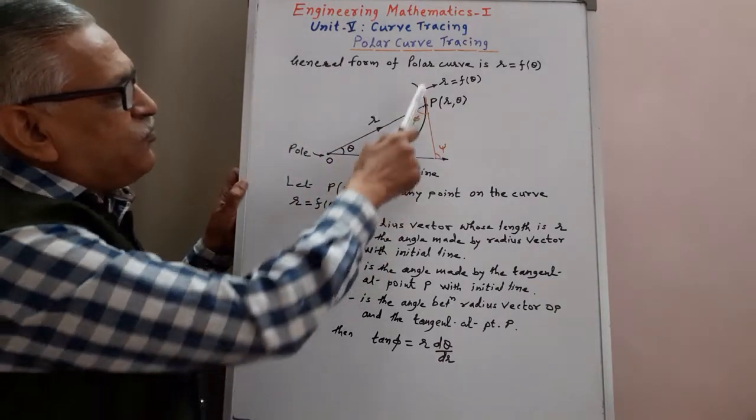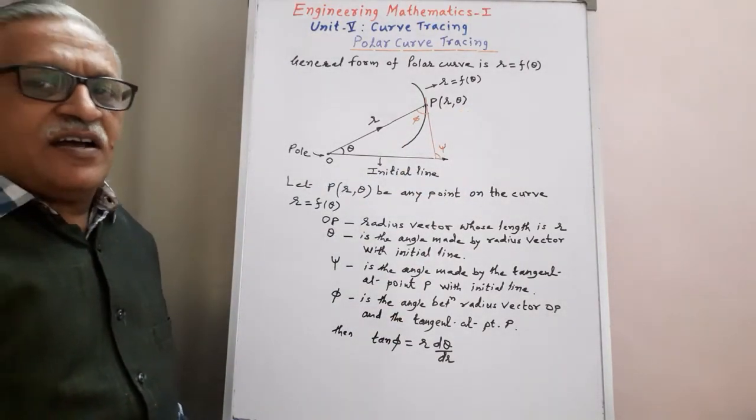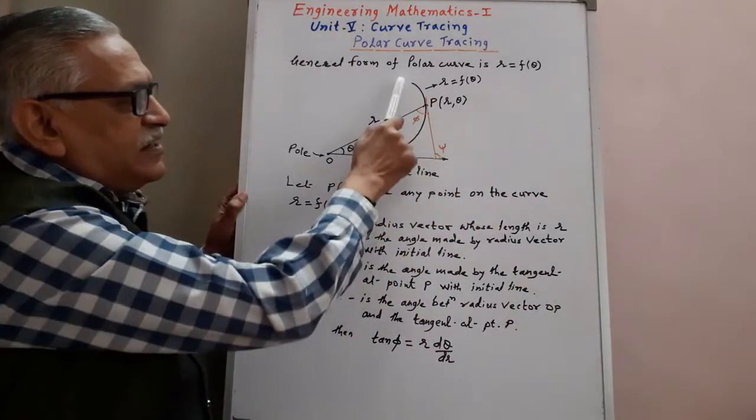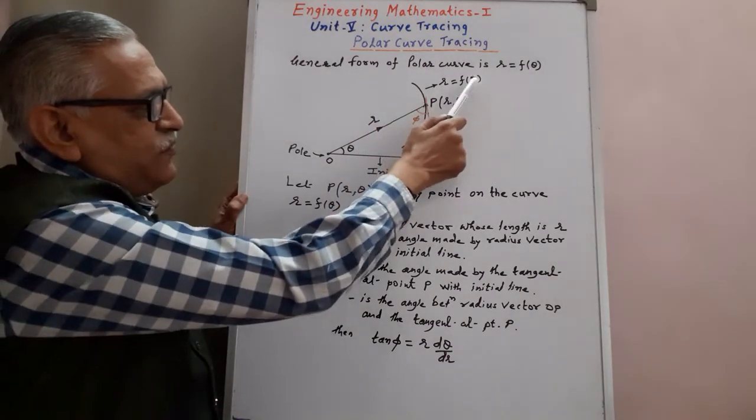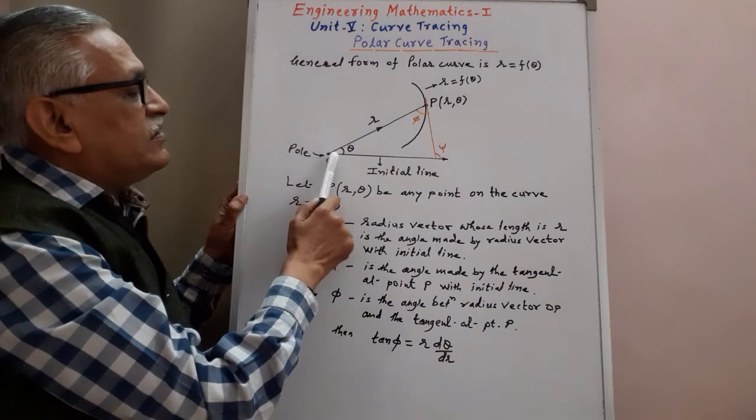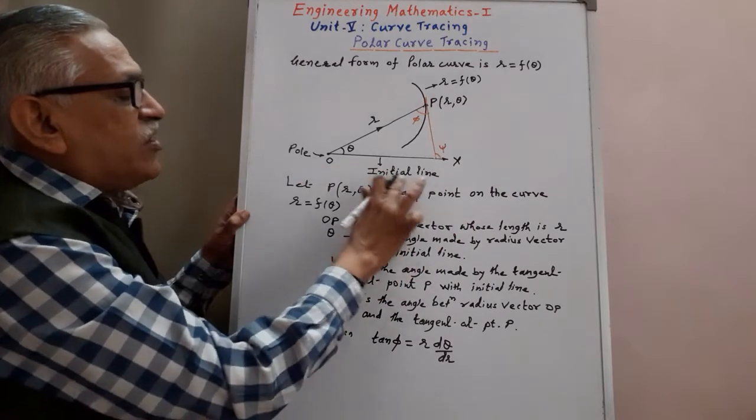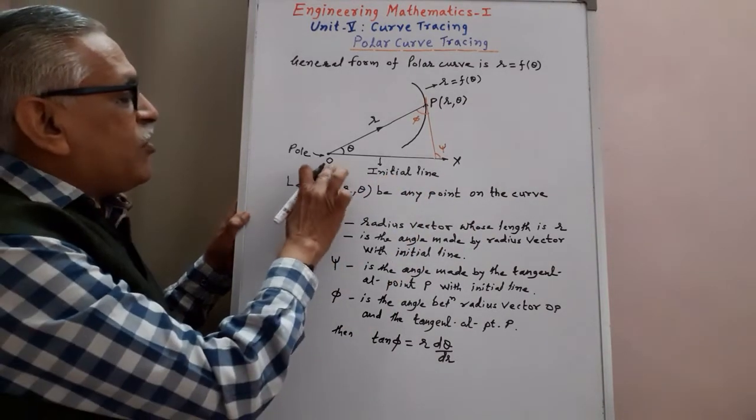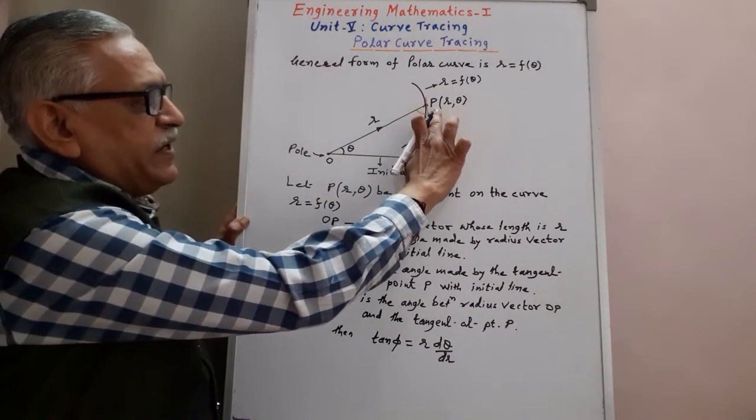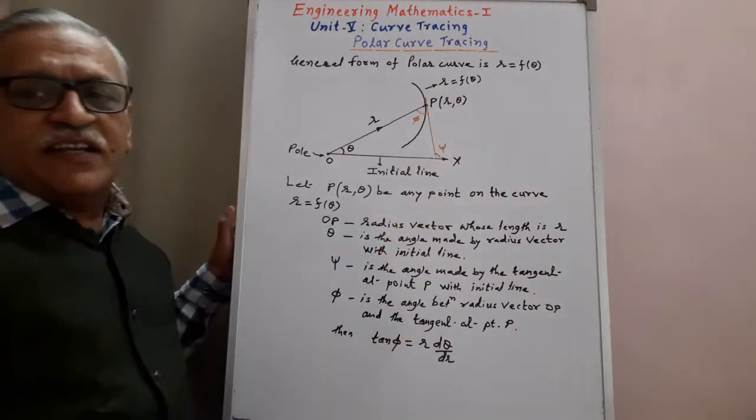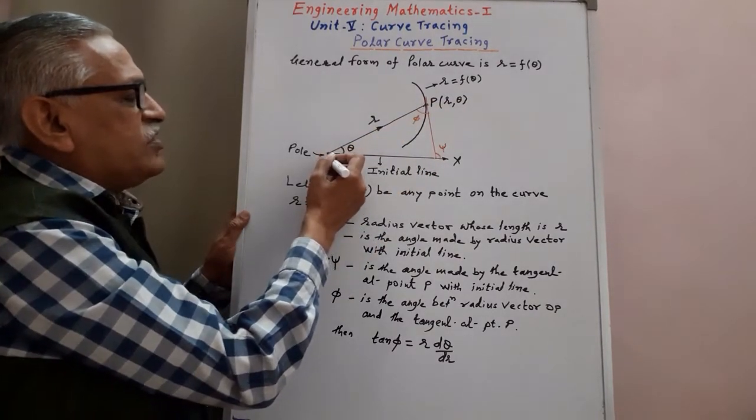The general form of any polar curve is r equals f of theta. To understand the specific meaning of r and theta, consider this figure: the curve r equals f of theta. Line OX is called the initial line. Point O is called the pole. Take any point P with the coordinates r and theta, and join that point P with the origin or pole.